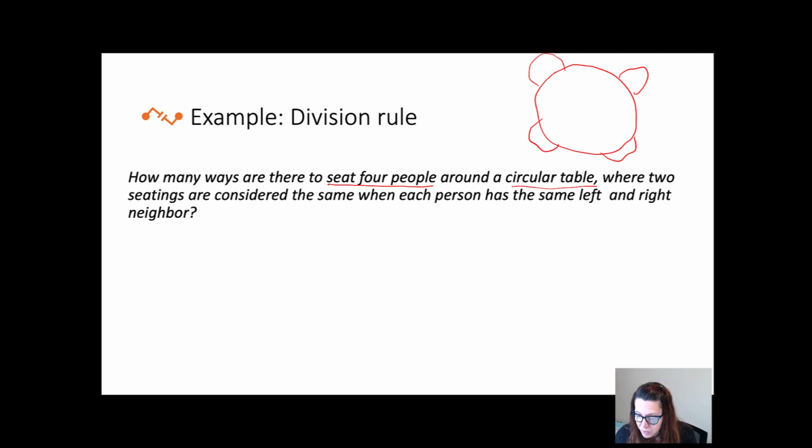So let's label the seats 1 to 4: 1, 2, 3, 4, okay? So when I've got persons A, B, C, and D, how many ways can I choose somebody for seat 1?